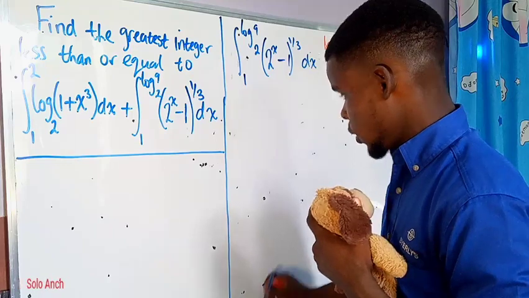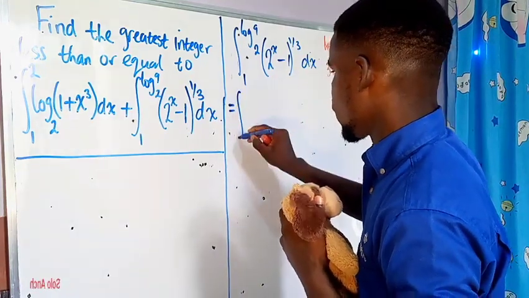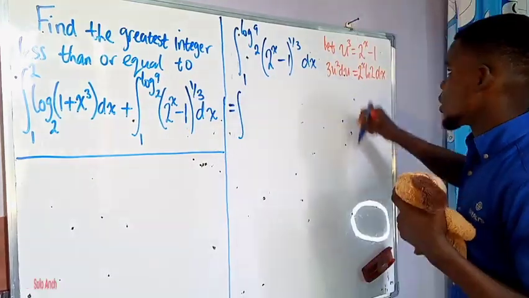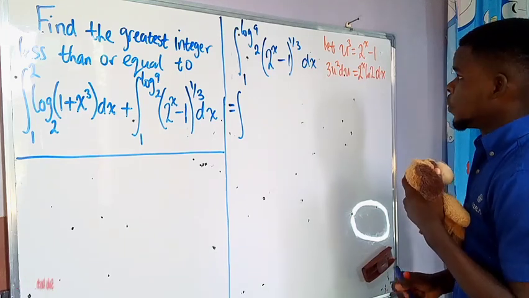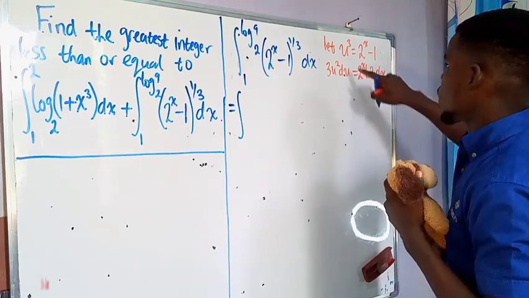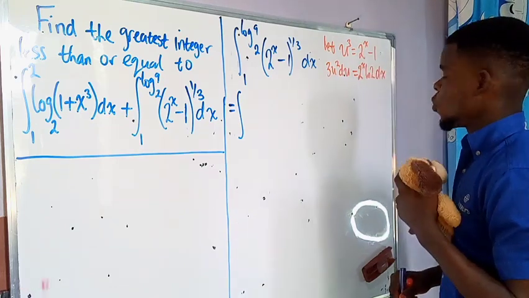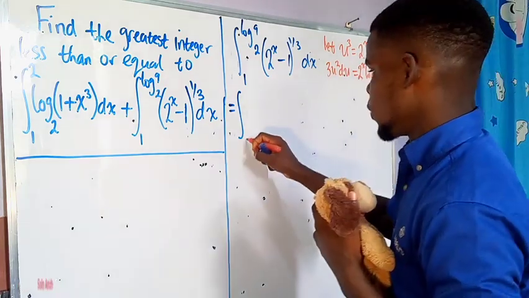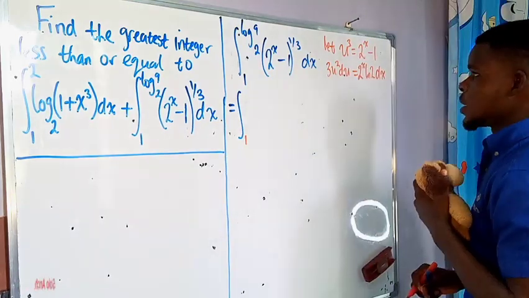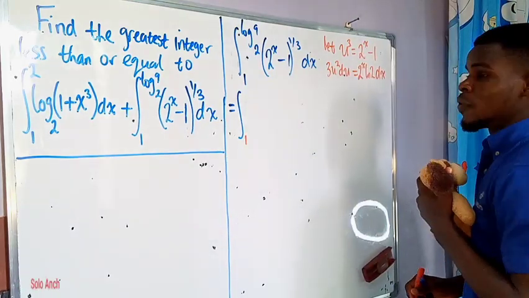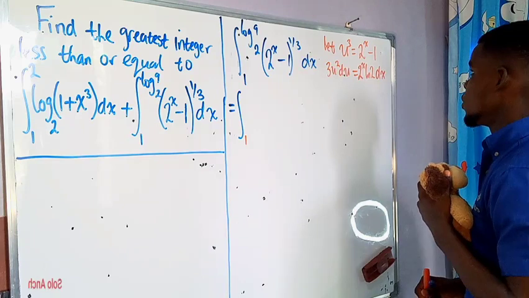So let's do the substitution and see. So this will become the integral. Well, this is 1 in terms of x. We want to change it to the u variable. So when x is 1, let's see what u will be. When x is 1, u cube will be equal to 1. That means u must be 1. Now when x is logarithm of 9 to base 2, let's see what u will be.